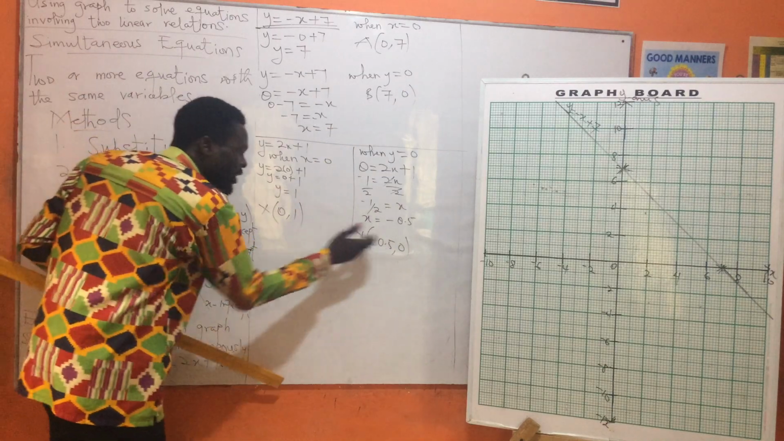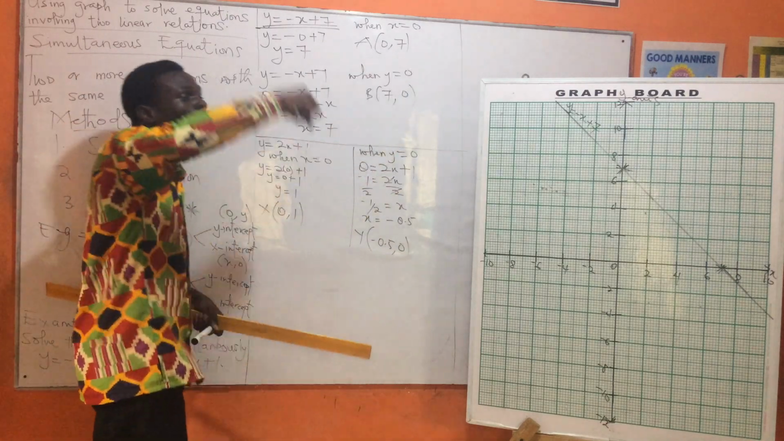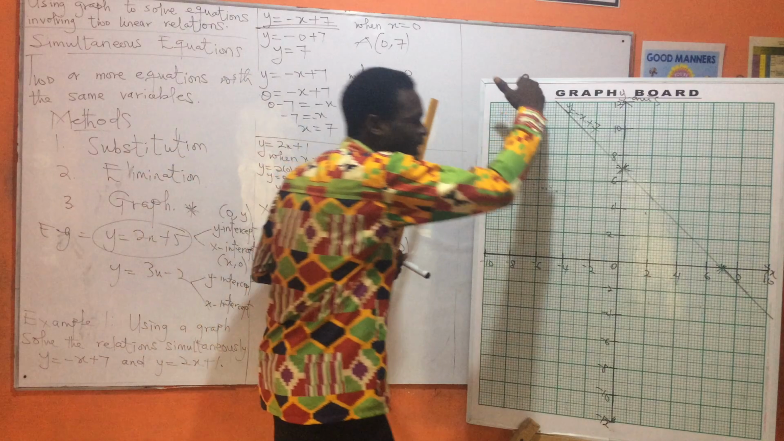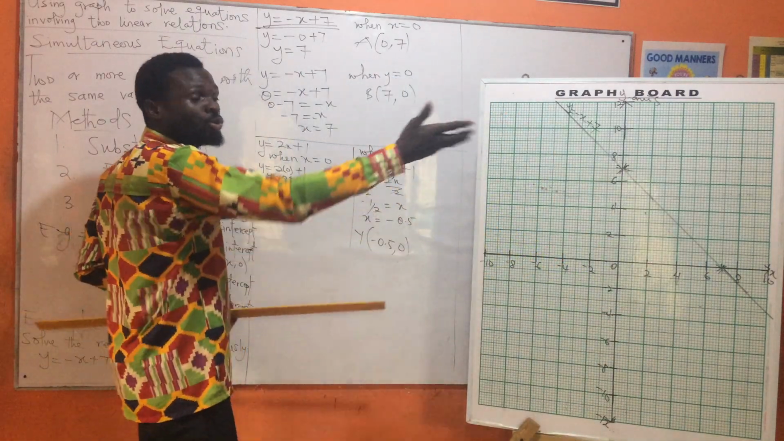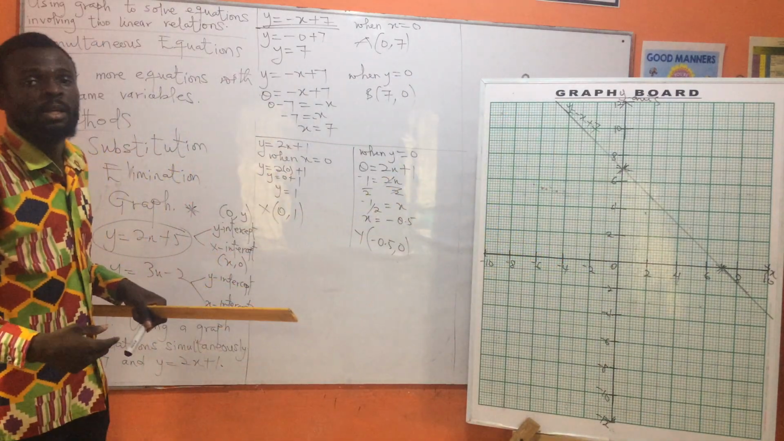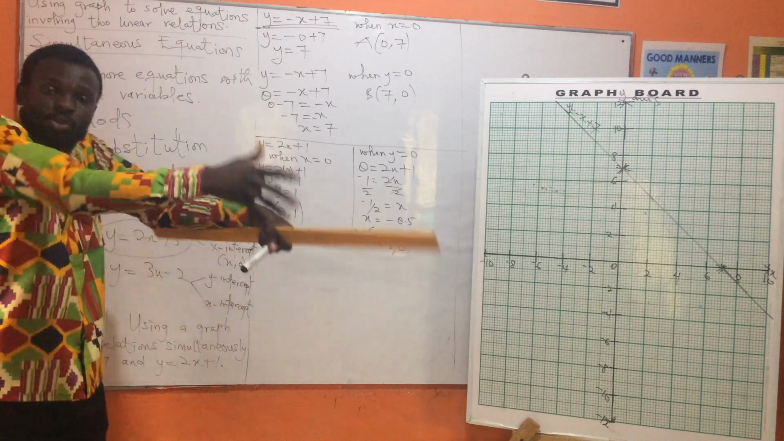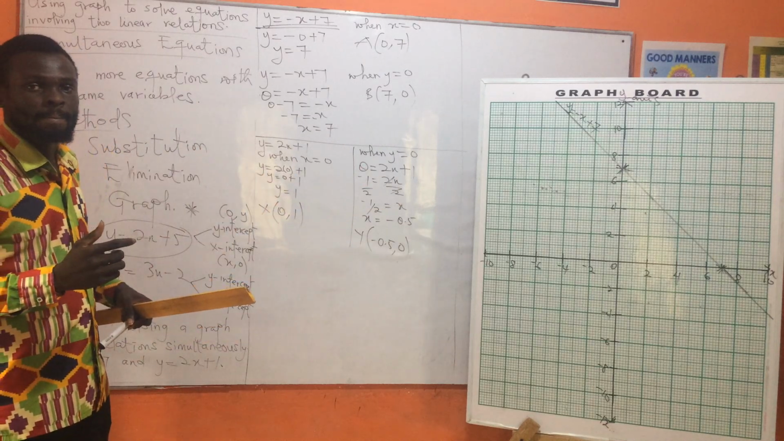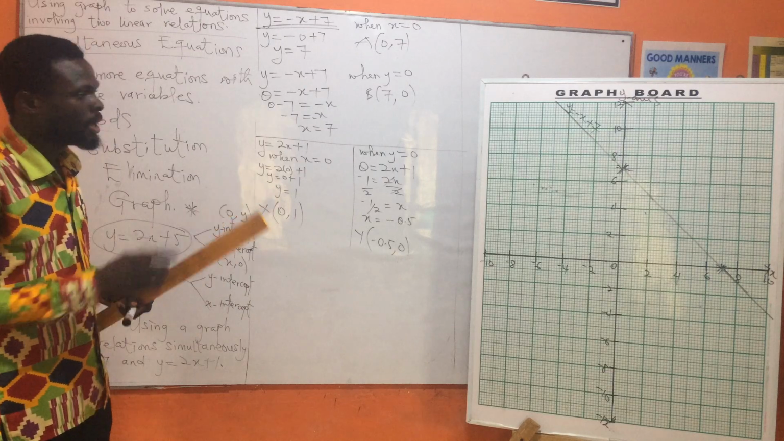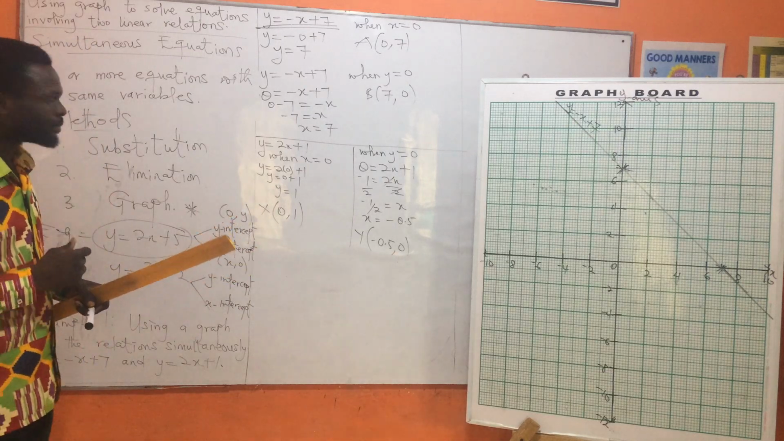The moment you plot these two and draw the line, you will see that this line and the line we are about to draw will meet at a point. The point where they meet gives you the value. Good. So now let's look at something here.